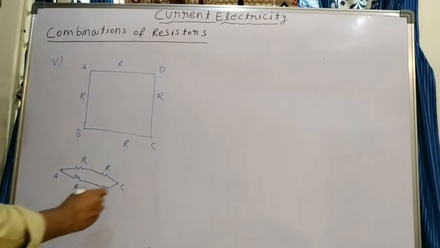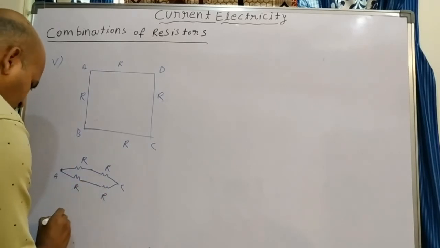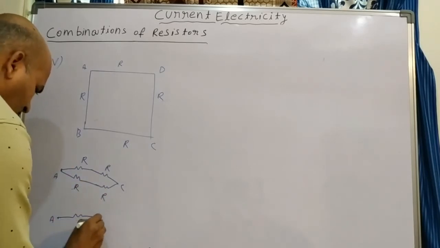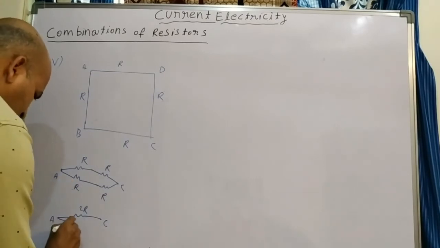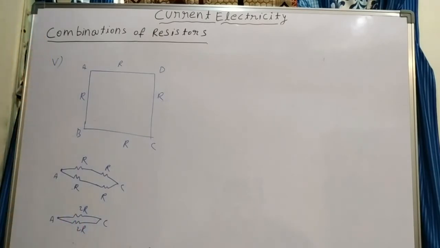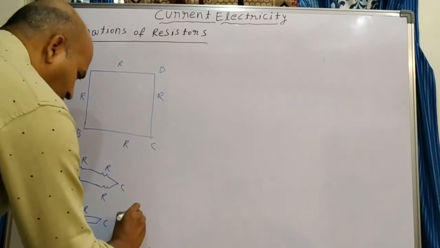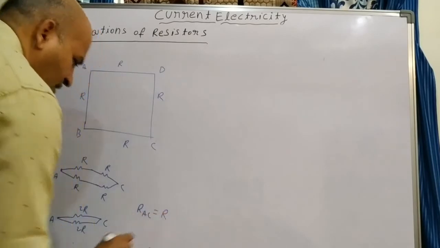Then what do you get from this? Between A and C, this is 2R, a series combination. This is also 2R. Now 2R and 2R are in parallel. If two equal resistors are connected in parallel, you get half of that, or for n equal resistors, R by n. So only 2 now, so we take by 2. Then what do you get? R AC is 2R by 2, R we get.